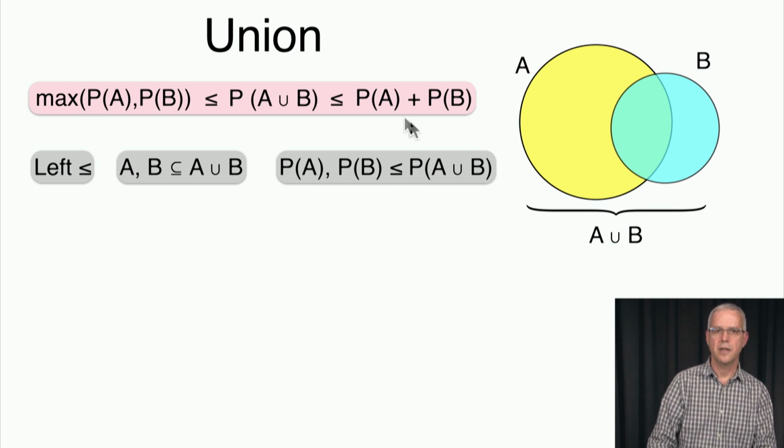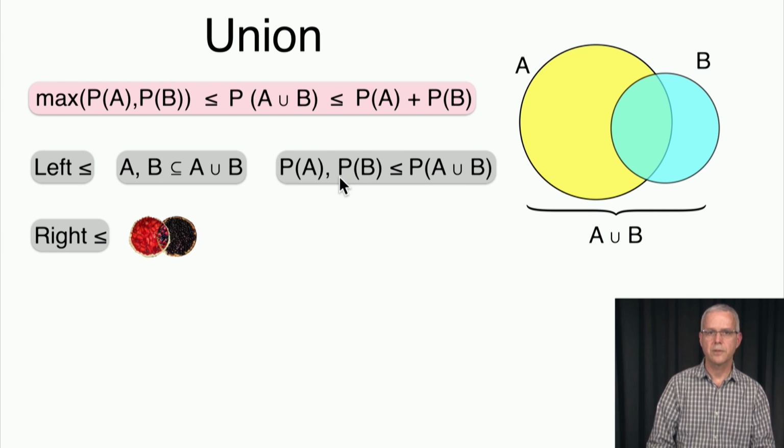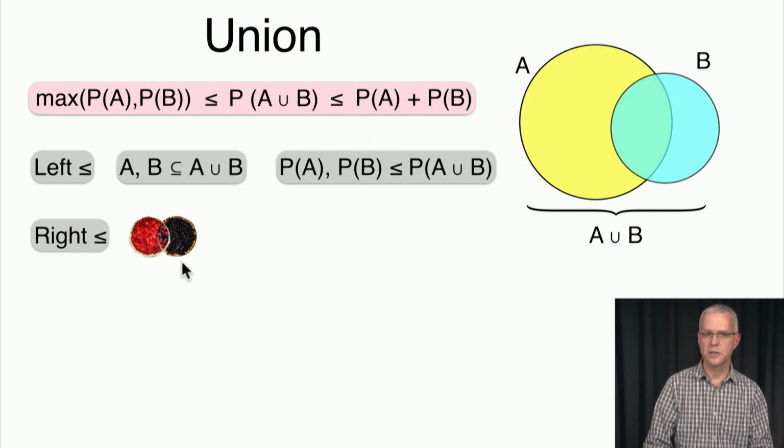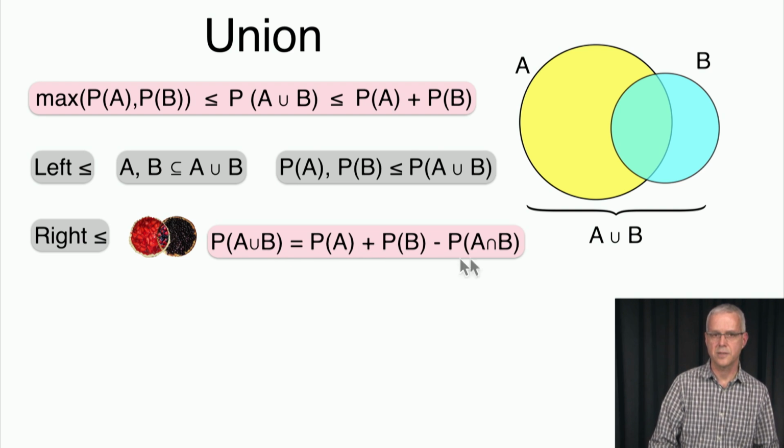Now, how about the right side, the upper bound? Well, this we can use the principle of inclusion-exclusion. It will tell us that the probability of A union B is the probability of A plus the probability of B minus the probability of the intersection. But the probability of the intersection is a non-negative number. So we're subtracting a non-negative number, and we'll get a number which is less than or equal to the probability of A plus the probability of B. So we get that the probability of A union B is this number here, which is smaller than or equal to the probability of A plus the probability of B.